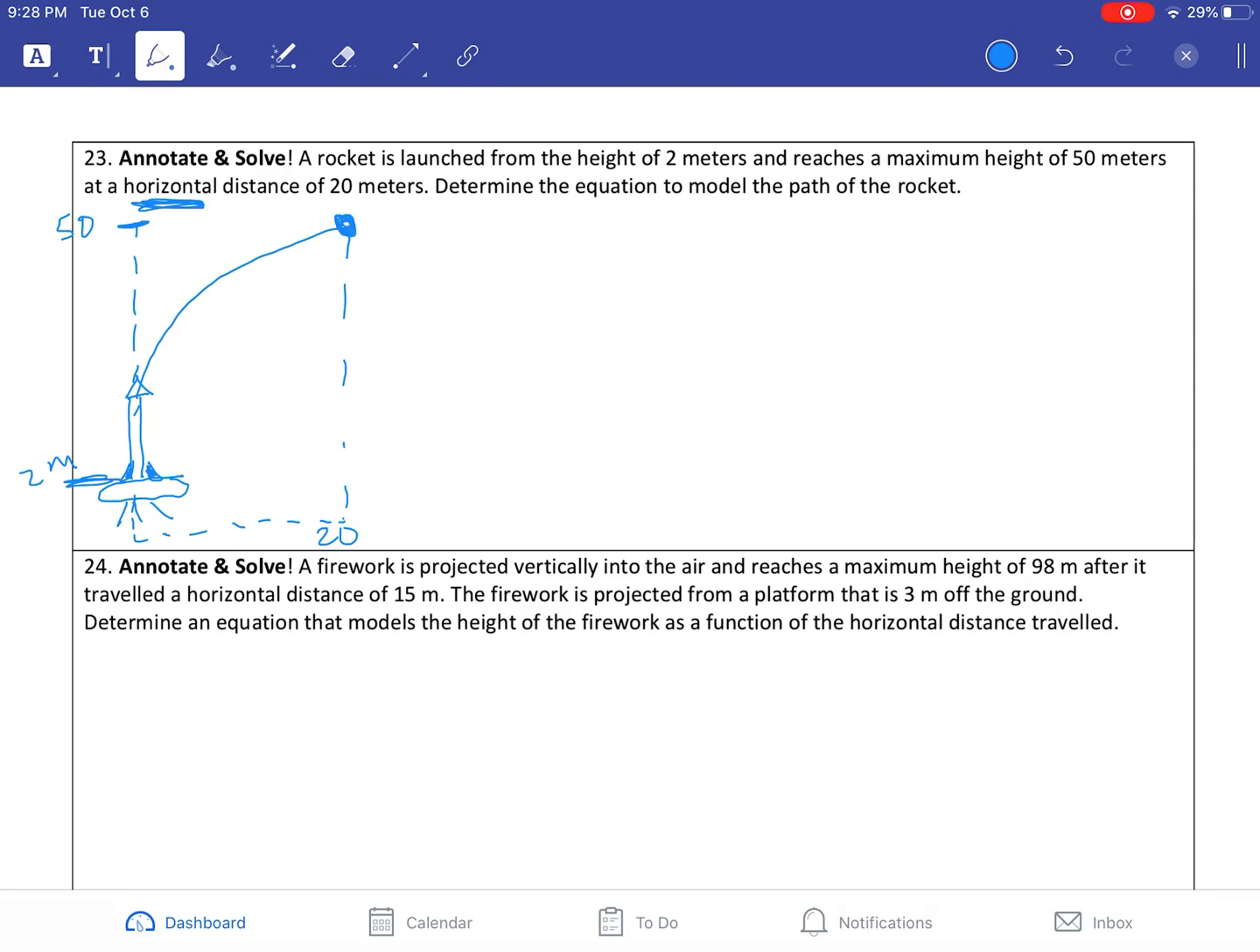Okay, so now what this means is this vertex is 20, 50, x, y. So this is your vertex, h, k. And your point over here at 2 height is going to be 0, 2.